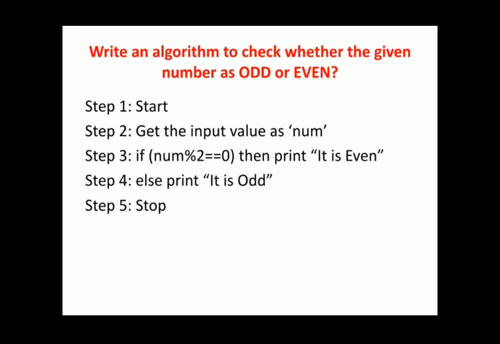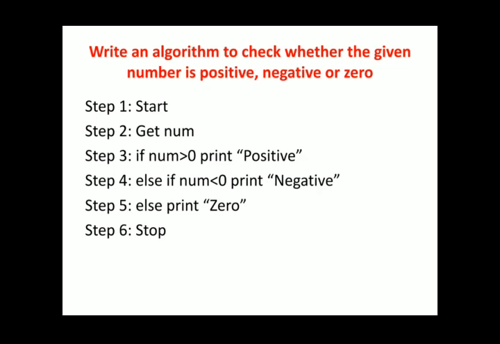Now consider num as 3. Based on the condition, 3 modulus 2 equal to 0 is checked. If the condition is true, the true block of statements will be executed. Now the condition becomes false because we get the remainder as 1. So "it is odd" will be displayed as the output. Now let us see one more example for the selection process.